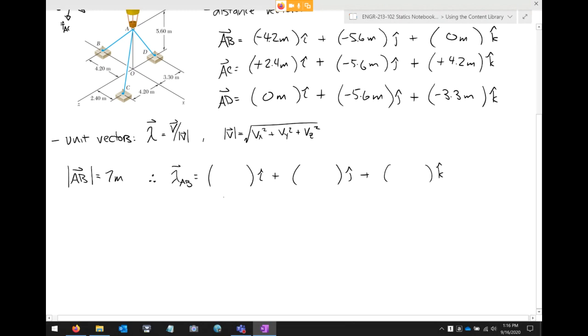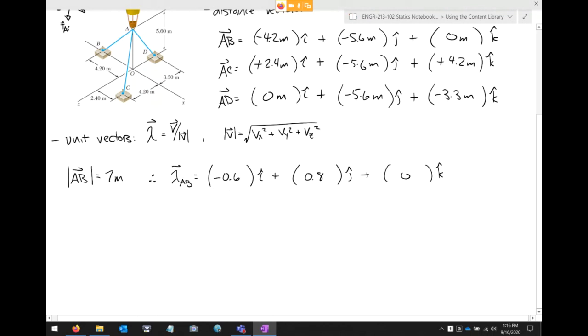And so let's just keep in mind, how do I do that one? It would just be negative 4.2 over 7. This one's going to be negative 5.6 over 7. That's just going to be 0 over 7. So it's just negative 0.6, 0.8, and 0. Yeah, exactly right. Just going ahead and chugging all that out.